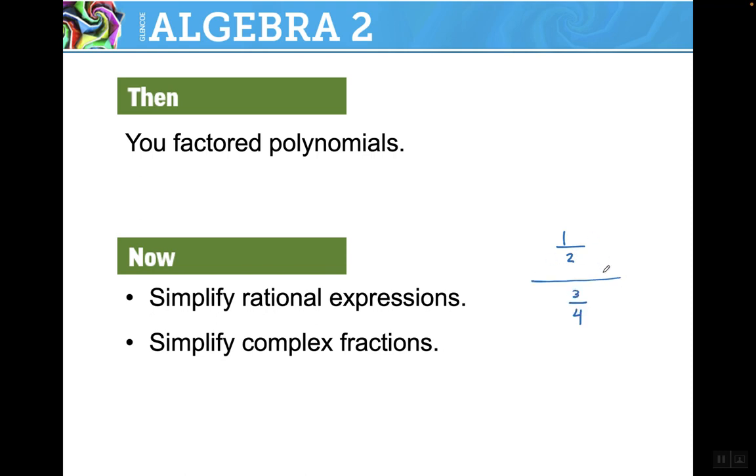This of course gets more complicated when you have variables in there, and these are polynomials, but the idea is still the same. If you have a number divided by a number, or a fraction divided by a fraction, you're going to multiply by the reciprocal. So this would be 1/2 times 4/3. And then you just get 4/6 or 2/3.